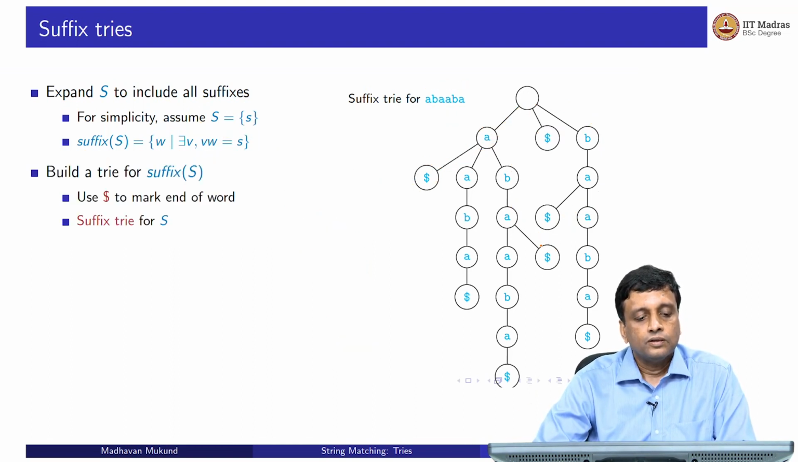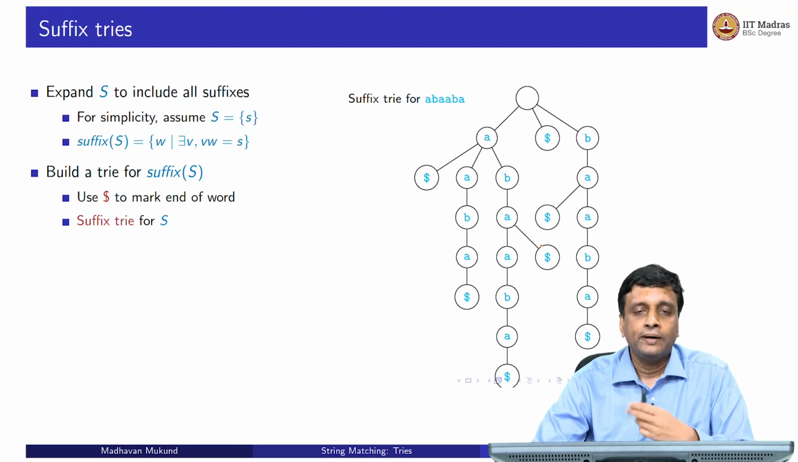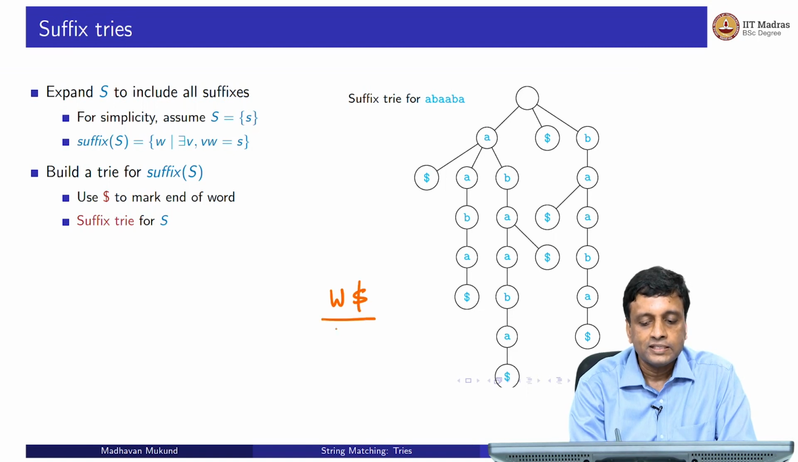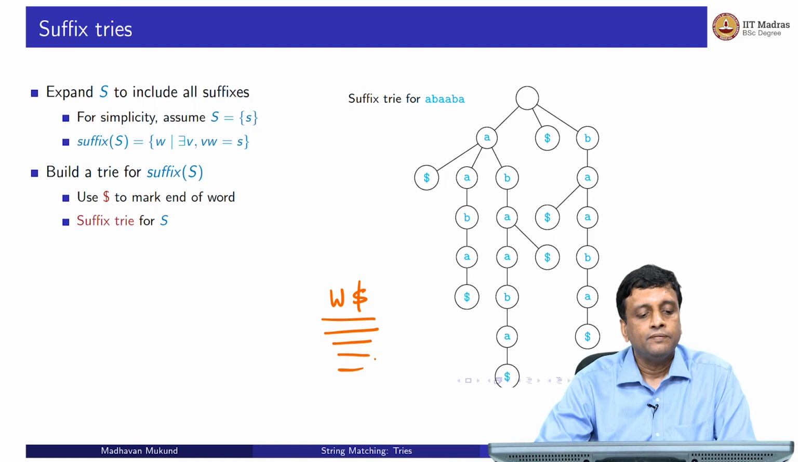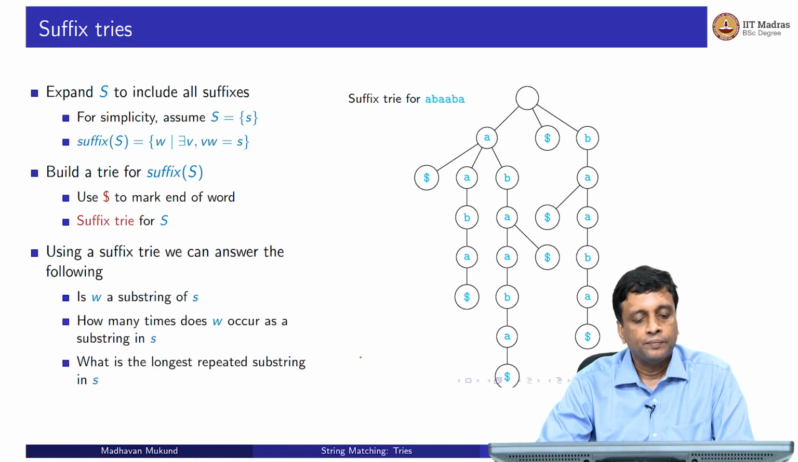So as before, what we do is we append a dollar and then take the suffixes. Remember that if I put W and I put a dollar at the end, then every suffix will automatically have the dollar, so I don't have to keep on adding the dollar, right? So I use a dollar to mark the end of the word, and then I build a suffix trie for that by examining every suffix. We'll see how to do that, right?